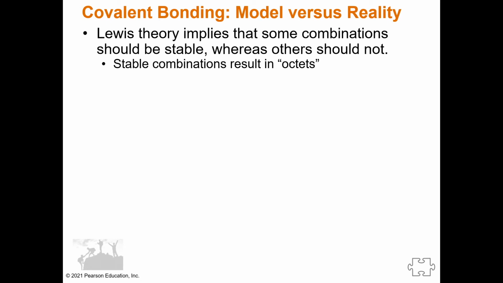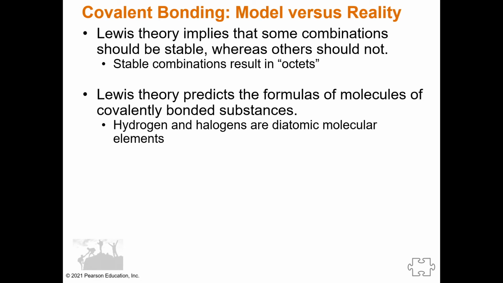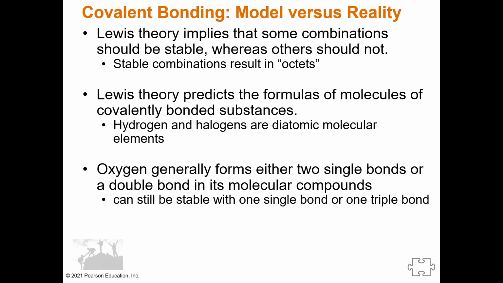Let's take a look at the bonding model versus what we actually see in reality. Just like with ionic bonds, covalent bonds form for stability. And we could figure out stable combinations from complete octets. Now, there are some exceptions to this rule, but generally speaking, these atoms want to form complete octets.